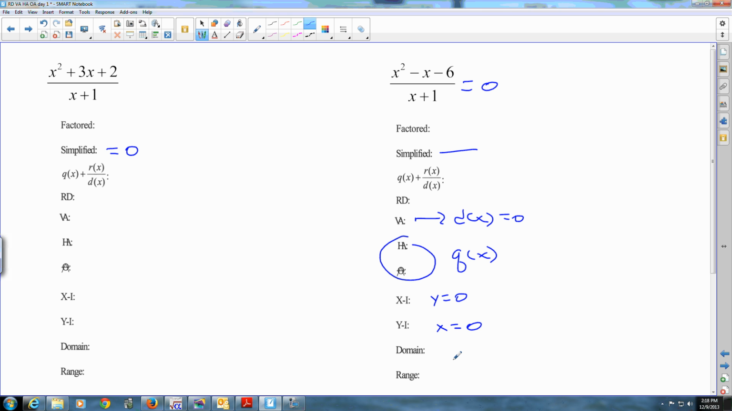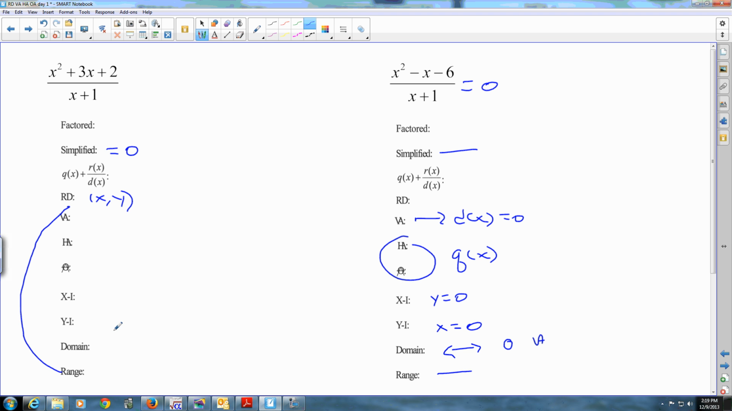Domain, it's what I've been telling you guys all along. Can you go as far left as you want? Can you go as far right as you want? Do you have any holes or gaps? Gaps would be a vertical asymptote. Okay? If it has an oblique, we're not talking about range. If we are, look back at the y value of your hole to get your range.